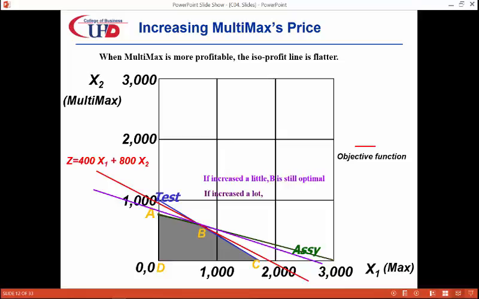But what if the margin is increased a lot? Then the ISO profit line will turn very flat. So corner B is no longer optimal. The new optimal solution is at corner point A. As you can see, this corner point A is no longer on the blue testing constraint line. That means testing is no longer a binding resource.